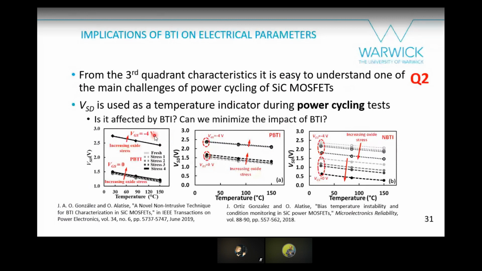So I have a question here. That is question number 2. Have you used power cycling in silicon carbide MOSFETs, and were you aware of this?